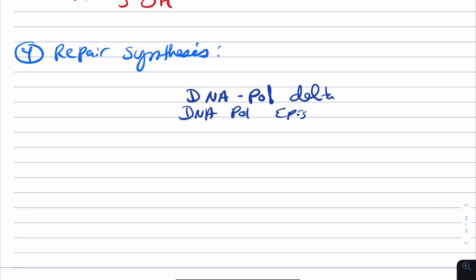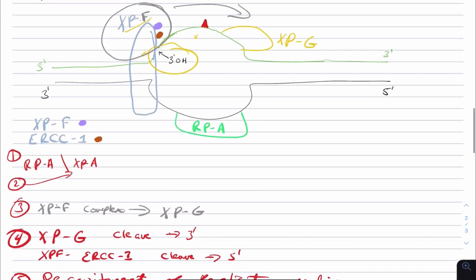All right. So now, in order for DNA polymerase delta to work, it requires another protein, and this protein is PCNA, and it needs one more. The other one is replication factor C. So these are the two proteins that are required in order for DNA polymerase delta to work. Now, DNA polymerase epsilon also needs a protein, and it needs one that's called CTF8.